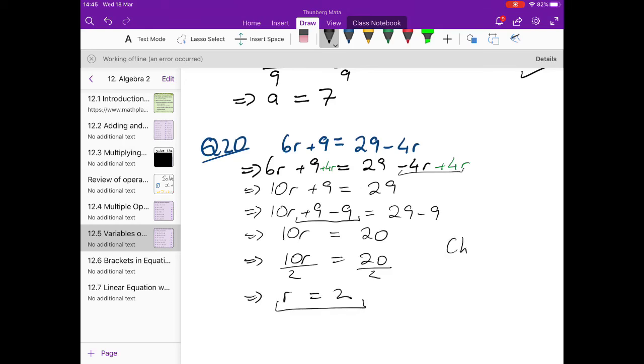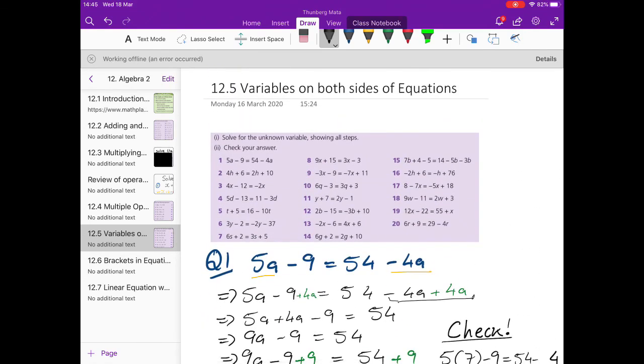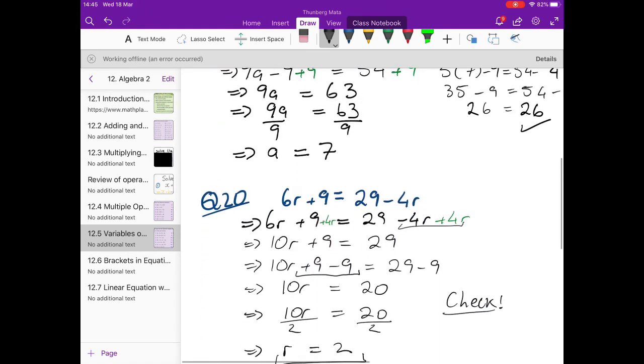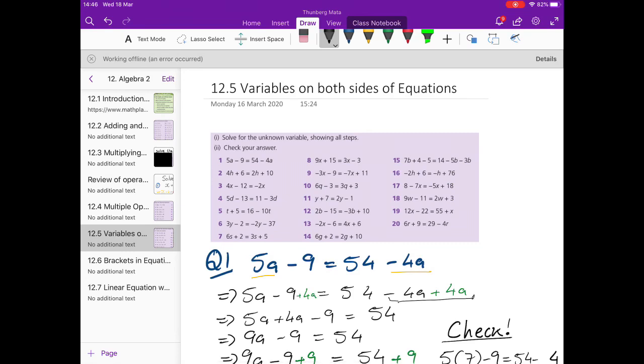And again, if I want to, I can check my answer same as before, but I'll not make the video any longer. So same as before, I'd be suggesting you try and do question 1 and question 20 by yourselves without looking at the work I've done, and then check it against the work I've done in the video. Then once you have that done, you can get started into the questions 1 to 20 here on the tab.